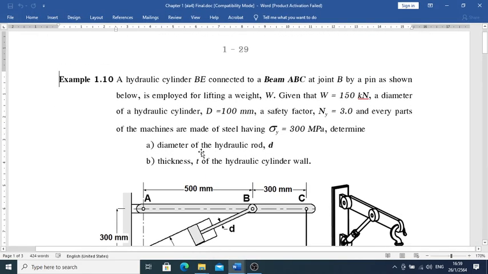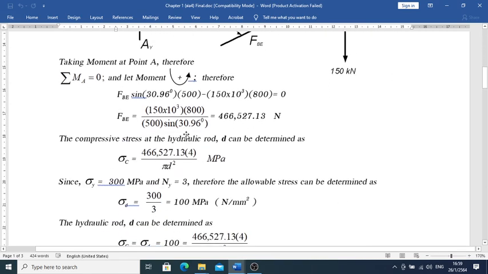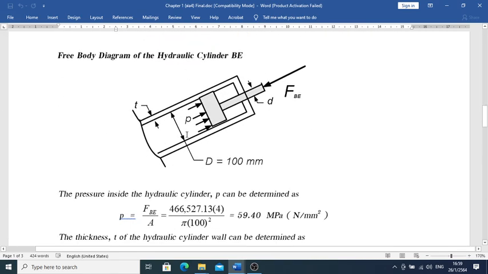Then example 1.10. I used to put this one as an exam about 5 years ago. This is a hydraulic beam, and I asked for the diameter of the rod here and the thickness of the wall of the cylinder. You may have a look at it. It's pretty straightforward.